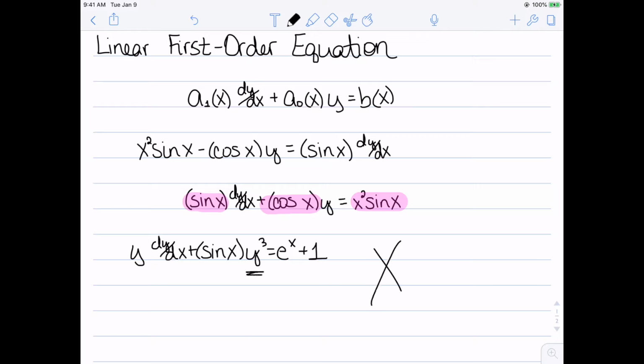This y cubed term is really going to throw things off. In addition, the coefficient of the dy term has a y in it, so that function is dependent on y. So this would not be a linear first-order equation.